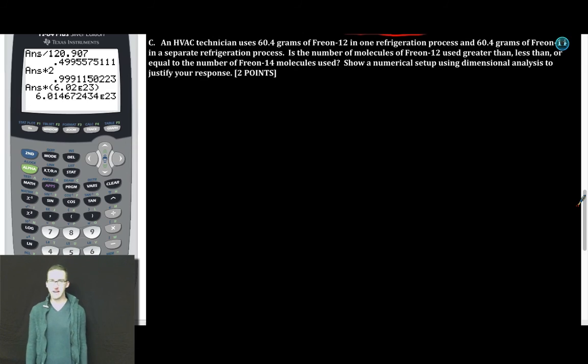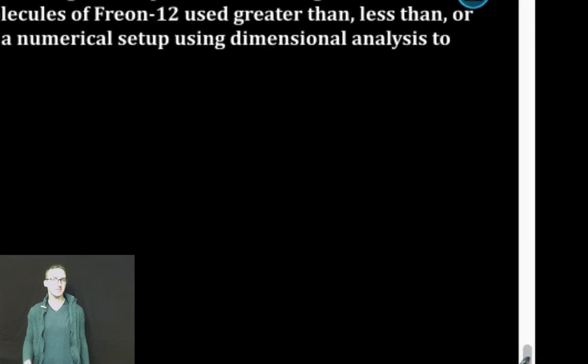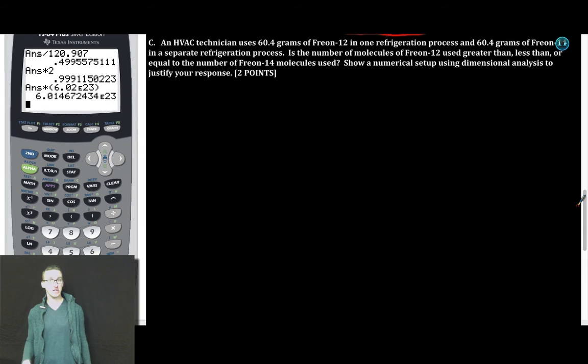Part C. An HVAC technician, heating, ventilation, air conditioning, uses 60.4 grams of Freon 12 in one refrigeration process and 60.4 grams of Freon 14 in a separate refrigeration process. Is the number of molecules of Freon 12 used greater than, less than, or equal to the number of Freon 14 molecules used? Show a numerical setup using dimensional analysis to justify your response. All right, 60.4 grams of Freon 12, the CCl2F2.